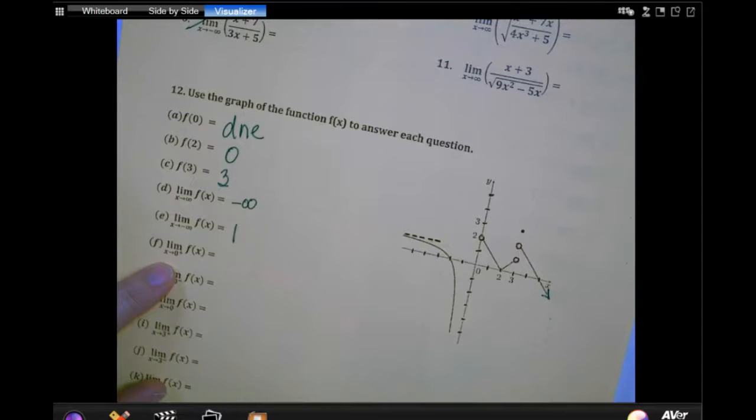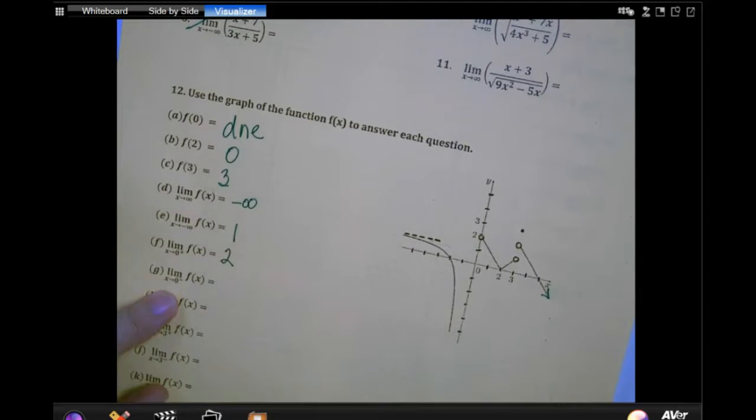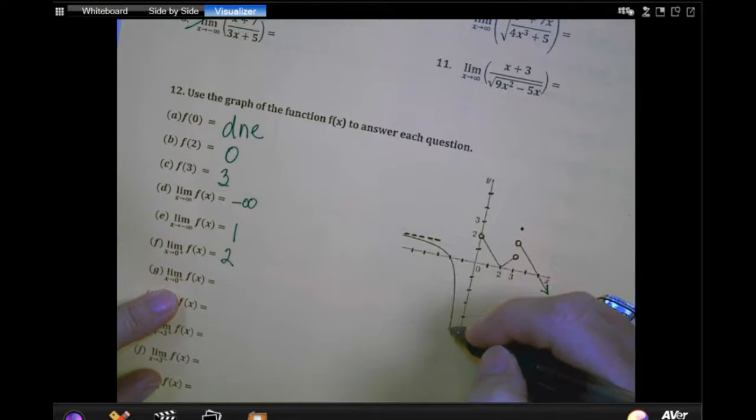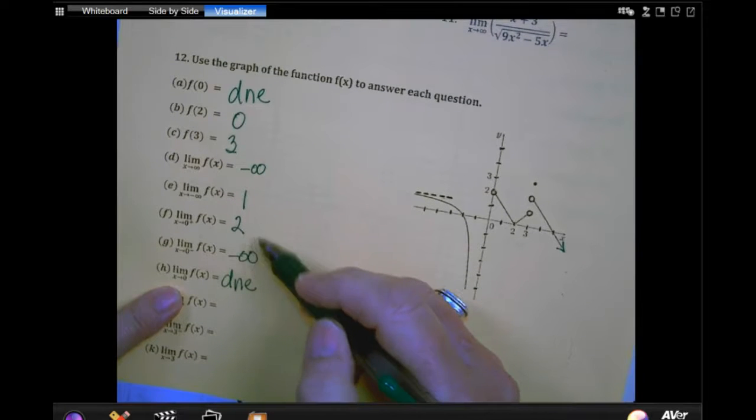The limit as x goes to 0 from the positive side. 2. The limit as x goes to 0 from the negative side. So look, what's happening to the y from the negative side? Negative infinity. So what is the limit at 0? Because why? These do not match. If they don't match, it does not exist.